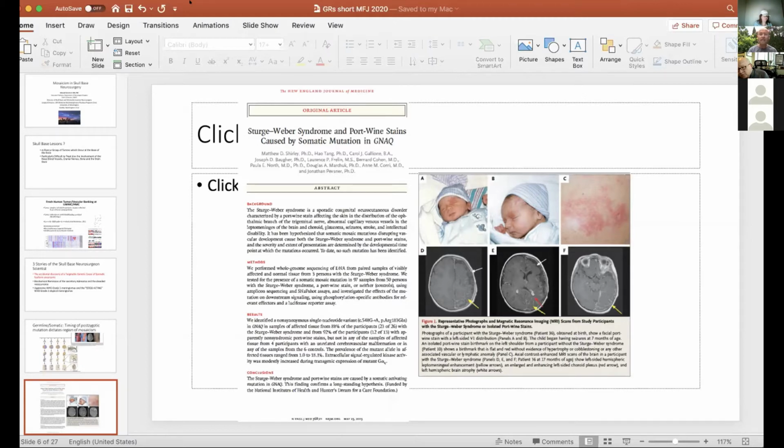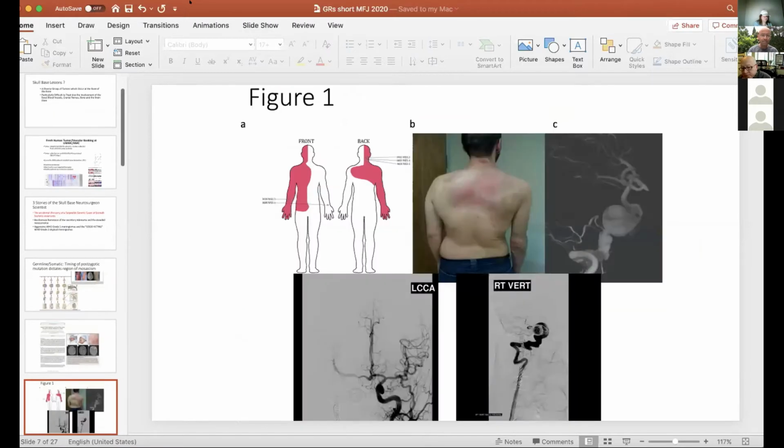But in fact, this manuscript in the New England Journal showed that allele frequencies in the region of the pathology can be as low as a fraction of a percent and cause this devastating phenotype. We ran across a patient who displayed external manifestations of what we thought was a genetic issue.